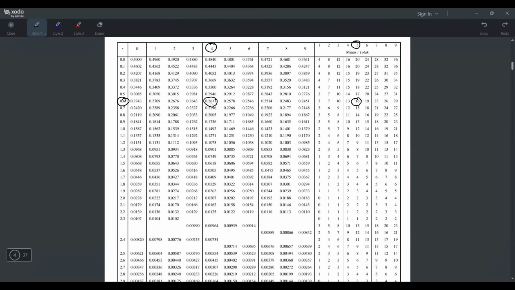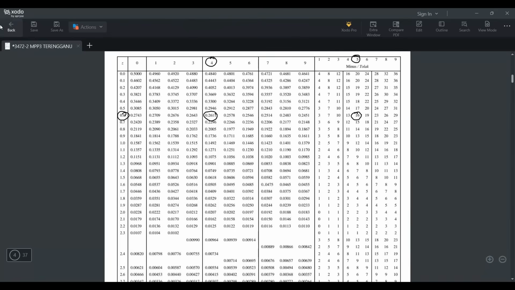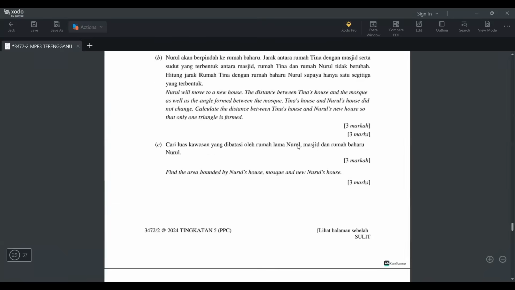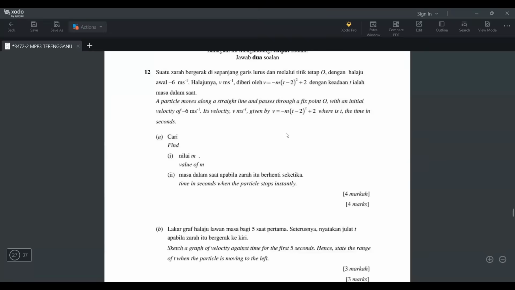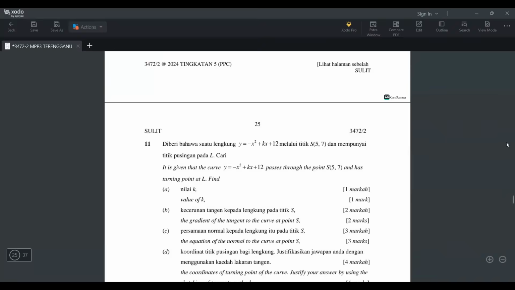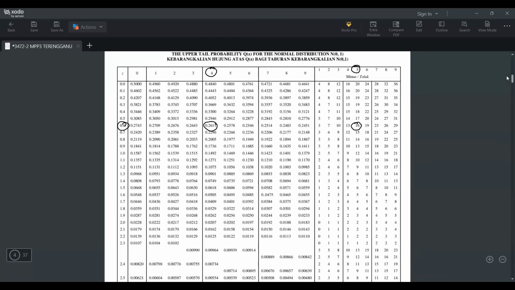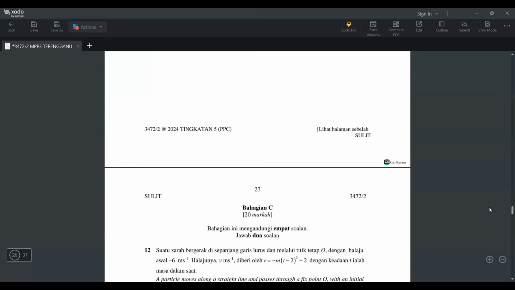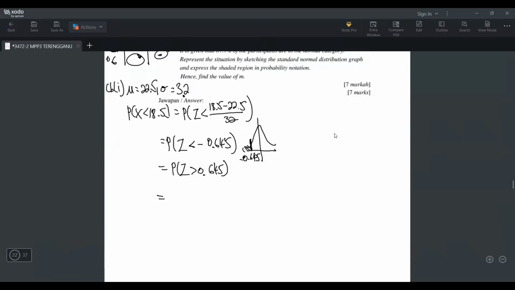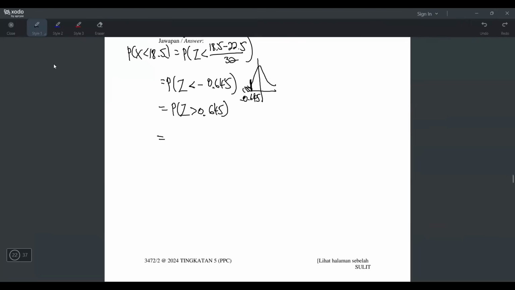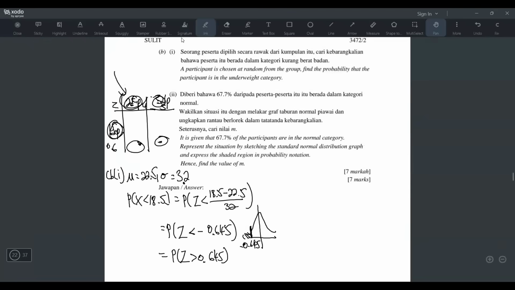So the answer will be 0.2611, but I have to tolak 16 dekat belakang. So 261116. Let's go back to the working space. 2611, wait, how much, I forgot it. 261116. Okay, so come back here. So it will be 0.2611. Okay, 0.2611. And then here is 16, right?